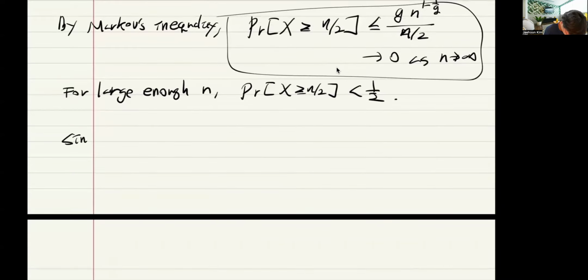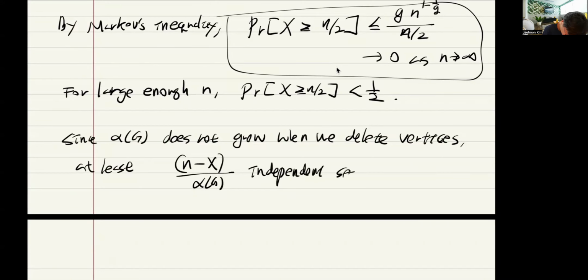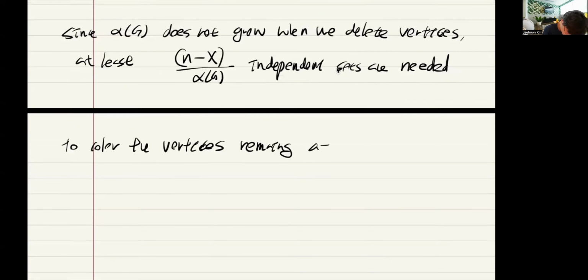Again, now what? Since this alpha of G does not grow when we delete vertices, but in this process, you take the n vertices and then you delete one vertex from each short cycle, and this is how many independent sets are needed to color the vertices remaining after we delete a vertex of each short cycle.